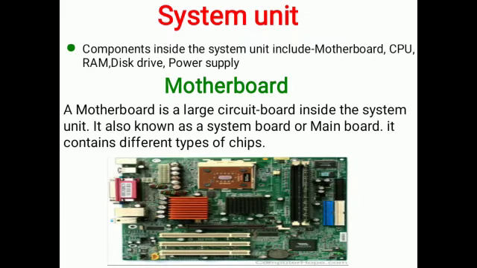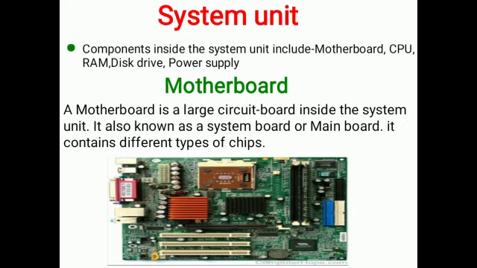Let us know about the system unit. Components inside the system unit include the motherboard, CPU, RAM, disk drive and power supply. Now let us see the system components one by one. The first one of all is the motherboard. A motherboard is a large circuit board inside the system unit. It is also known as a system board or main board. It contains different types of chips. Among the chips, the most important one is the microprocessor, also called the CPU, meaning central processing unit.